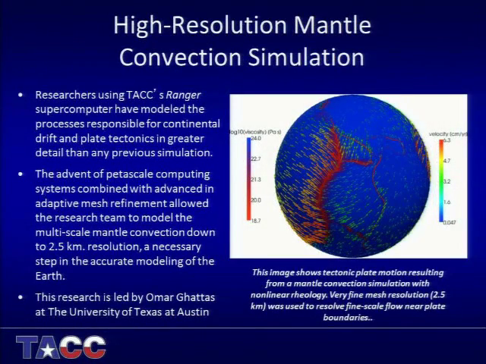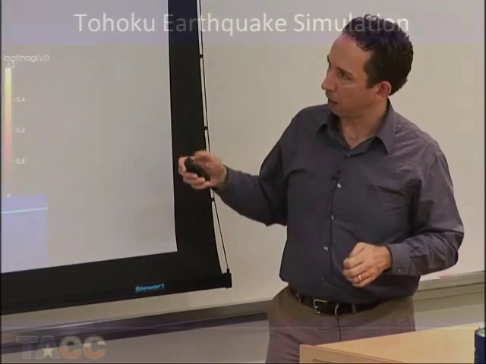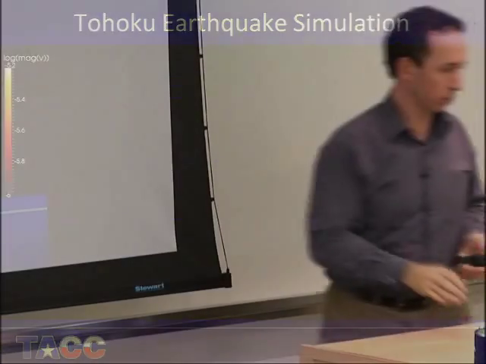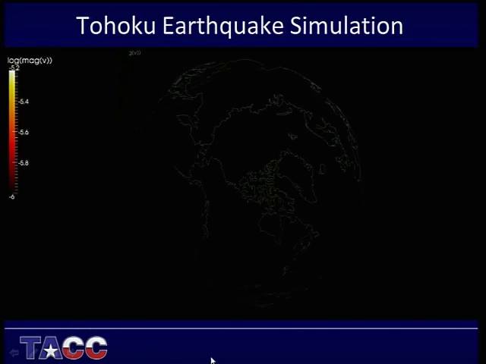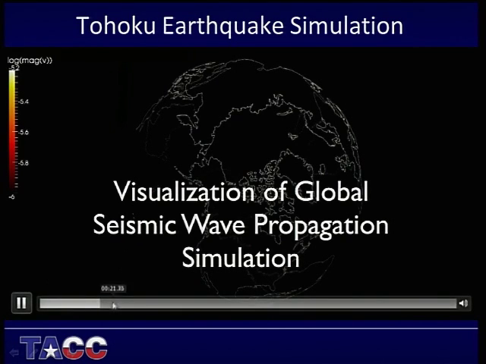Okay, we've also worked on high-resolution mantle convection, and this work was featured on the cover of Science not too long ago. That allowed us, with the same team, to do a simulation of the Tohoku earthquake. Whoops. And what you'll see here, this is work that Greg Abram did, is the seismic wave propagation that originates in Japan in the top corner here. So there's Japan. I assume this is right.